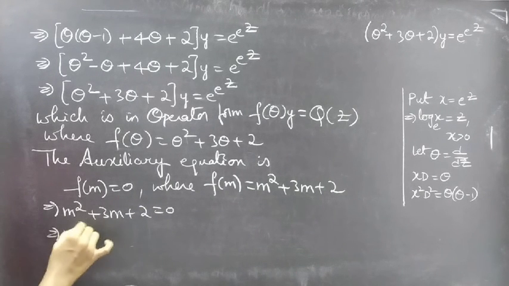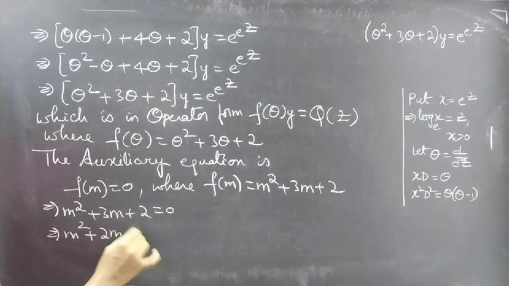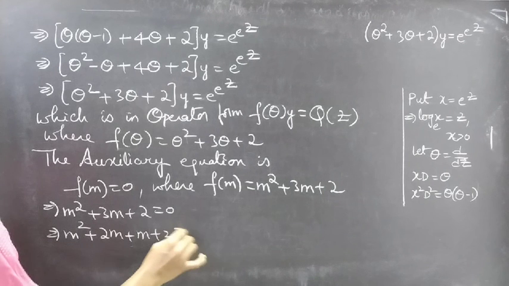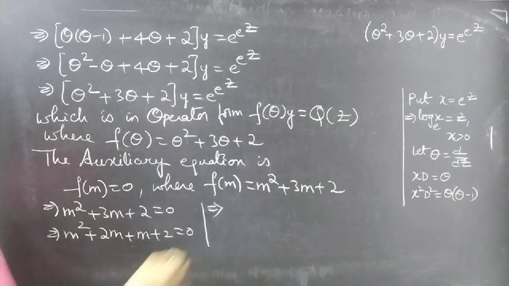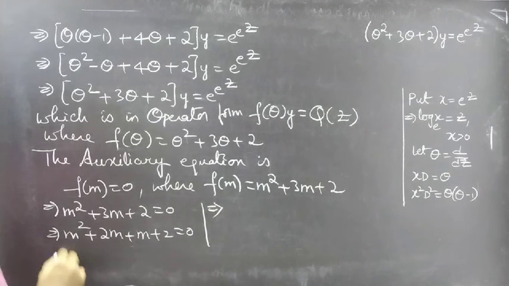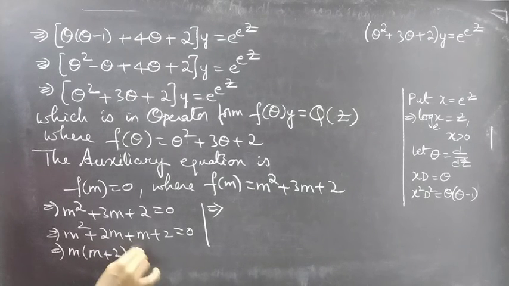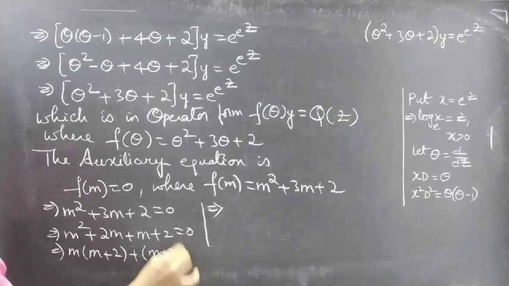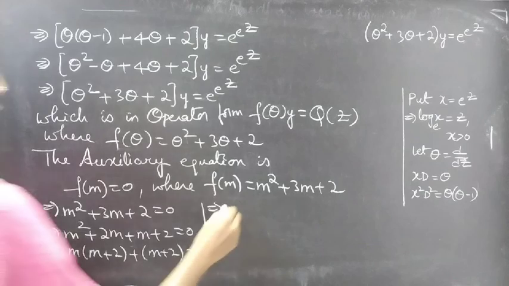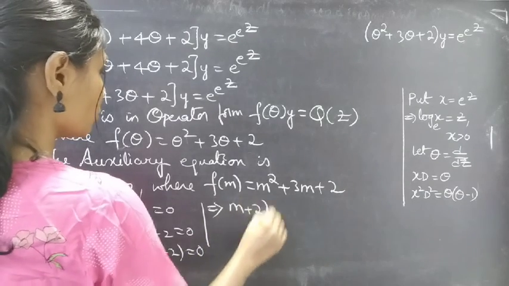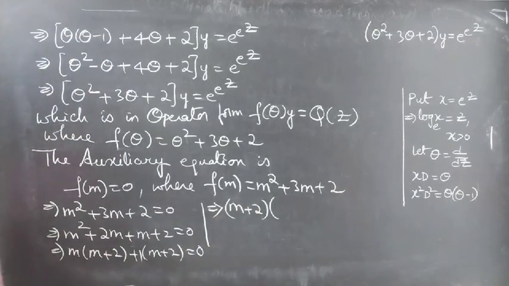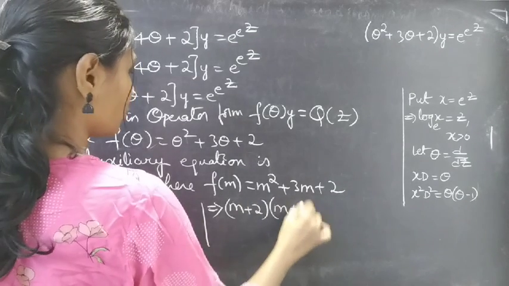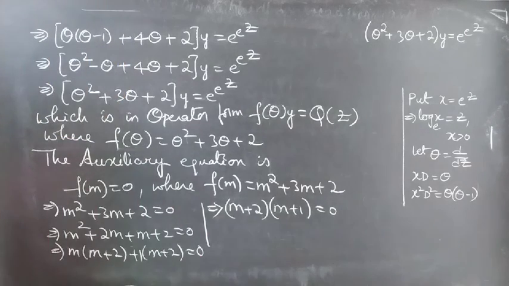Now split this 3m as 2m plus m. Now take m common from the first two terms. We'll get m times m plus 2, and the next two terms remain the same. If you notice, we are having m plus 2 in both the terms, so let's take m plus 2 common now. We'll get m plus 2 into m plus 1 equals to 0, right?